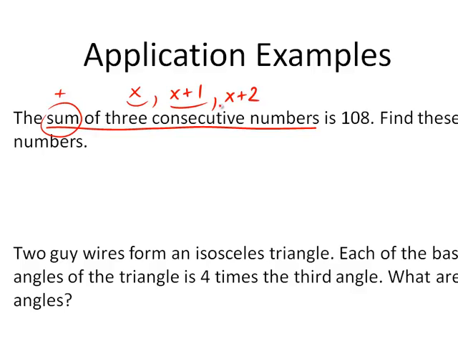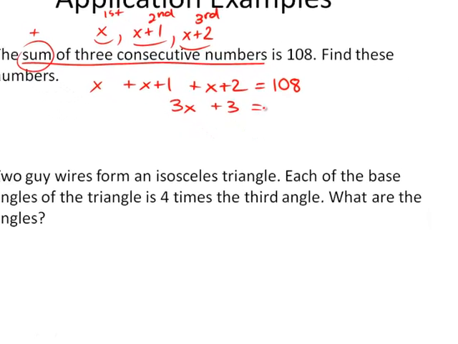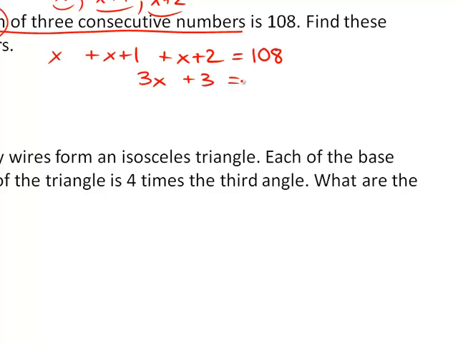So there's 1, 2, 3 consecutive numbers, and the sum of them is 108. So we can add up x and x plus 1 and x plus 2. And that should give you 108 total. So this was your first number, second number, and third number. Okay, let's try that. So in total, you'll have 3 equal portions and 3 extra numbers that got added on as you went up in the consecutive numbers, totaling 108.